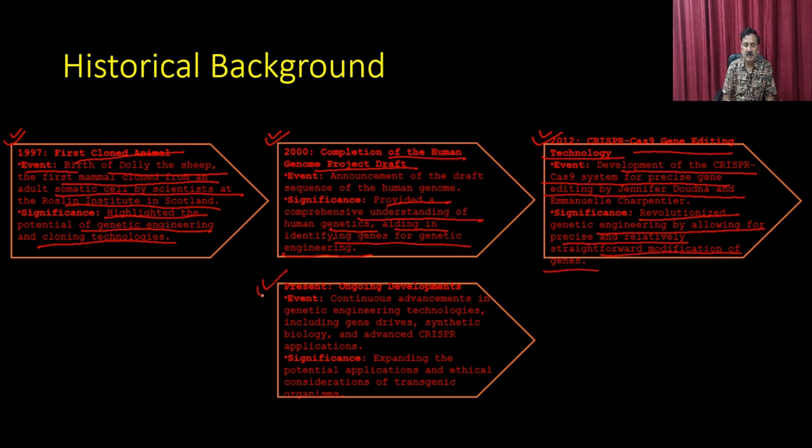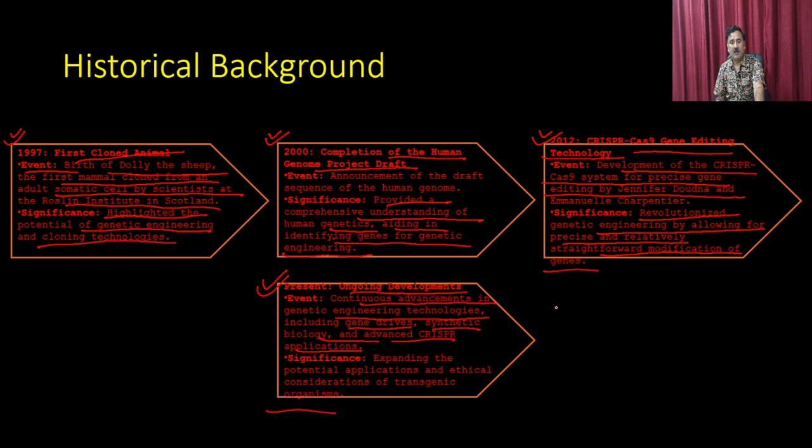And what is the present status? The present status is ongoing development. So, continuous advancement in genetic engineering technology, including gene drives, synthetic biology and advanced CRISPR-Cas applications, and it has enormous potential where you are actually going to use these transgenic organisms. So, let us discuss some of these transgenic organisms.